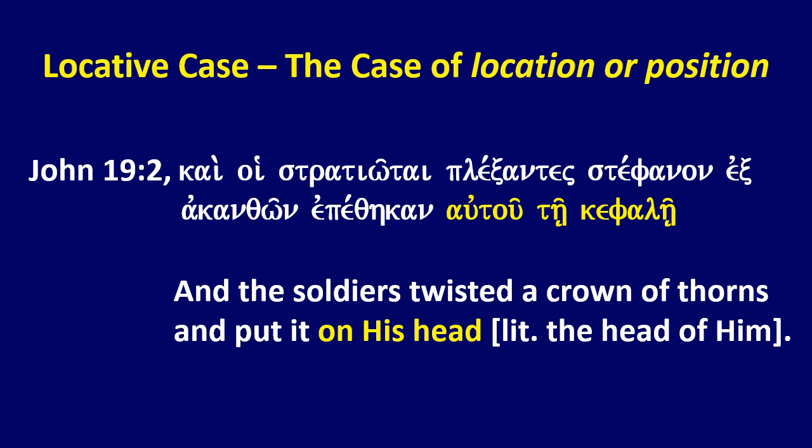For instance, in John 19, verse 2, it says, "And the soldiers twisted a crown of thorns and put it on his head." On his head speaks of location. Literally, the highlighted portion, autou tē kephalē, means the head of him. And the word before it, epethēken, has the idea of upon. So upon the head of him, or we would simply translate it in English, on his head. But here again, you can see the idea of position or location.